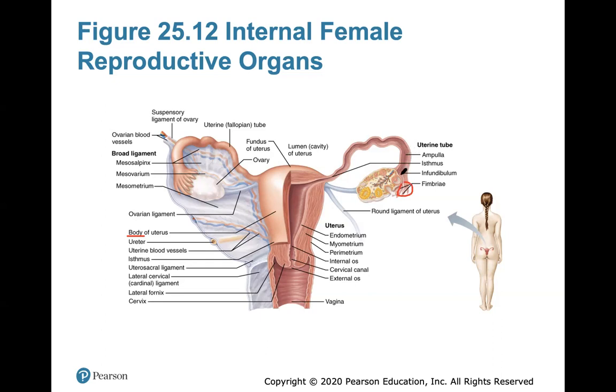The infundibulum is the end next to the fimbriae and the ovary. The isthmus leads the uterine tube into the uterus, and the ampulla is the site of normal fertilization between an egg and a sperm, and it occurs in about this location of the uterine tube. You can see different suspensory ligaments, mesenteries that keep everything kind of held together. The vagina is also known as the birth canal, and you can see different layers of the uterus shown there.